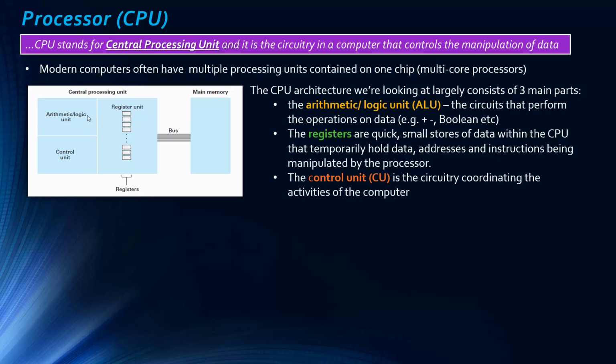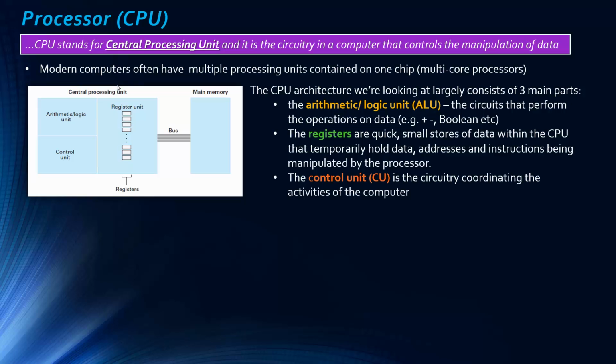So we're looking at first the arithmetic logic unit, the ALU, and this is the circuits that perform the operations on data, so the actual calculations. So arithmetic operations, Boolean operations. We've looked at operators in the previous video. I also have a register unit made up of registers, which are quick, small stores of data, different to cache, don't get confused, that temporarily hold data, addresses and instructions being manipulated by the processor. So during the calculations, certain things are stored in these registers temporarily.